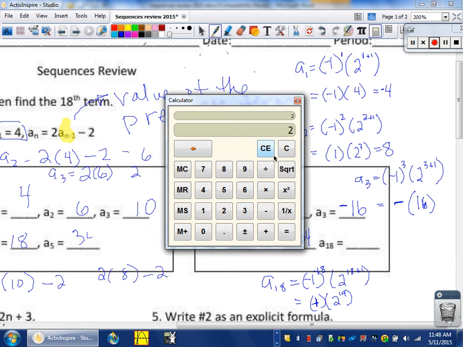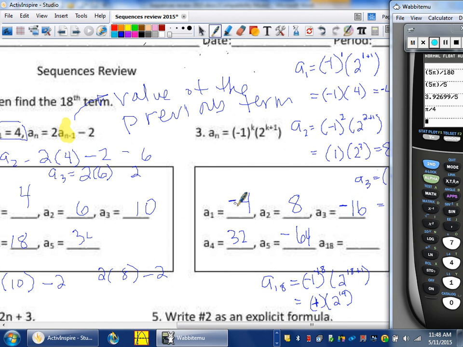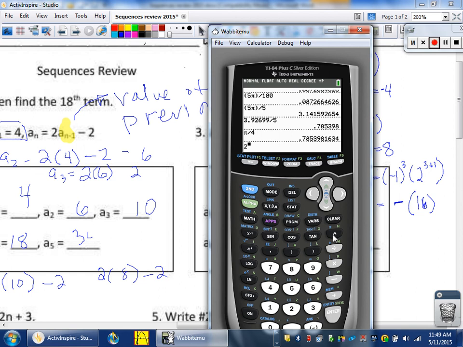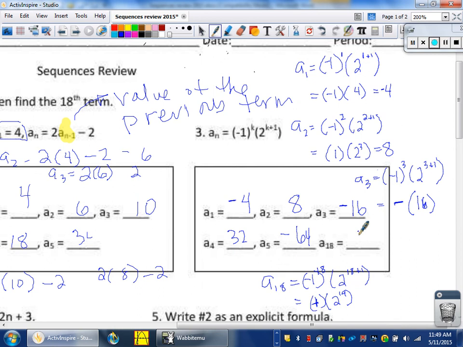2, I don't have a caret. Times 2 times 2 times 2 times 2 times 2. Never mind, that's crappy. Let's use a different calculator. Here we go. Come here, calculator. 2 to the 19th power. 2 to the 19 is 524,288. Thank goodness for calculators.